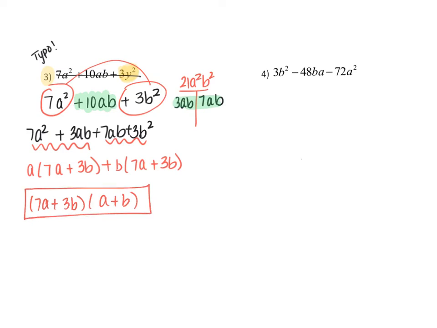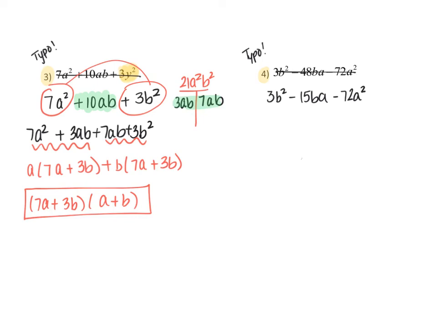Okay, so I'd like you to try number 4 on your own. There is another typo on this one as well. I'm not winning on this worksheet. So what I'd actually like you to make this middle term be is negative 15. So make it 3b squared minus 15ba, and then minus 72a squared.